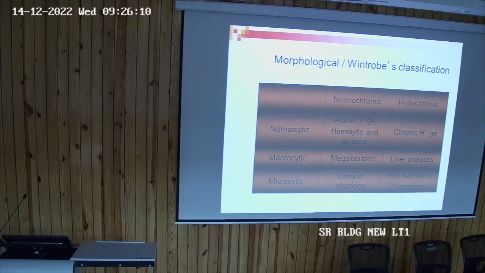Hemolytic anemia is breakdown of RBC. Okay, so in case of physiological jaundice, neonatal jaundice or newborn jaundice, the clinical picture will be normochromic and normocytic.